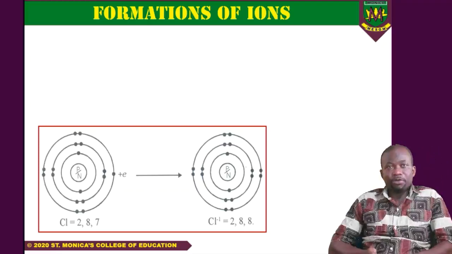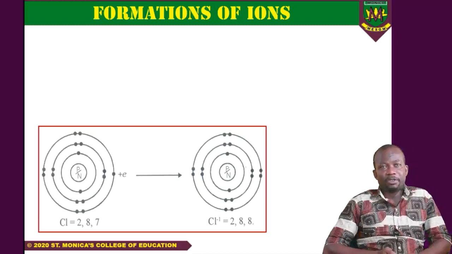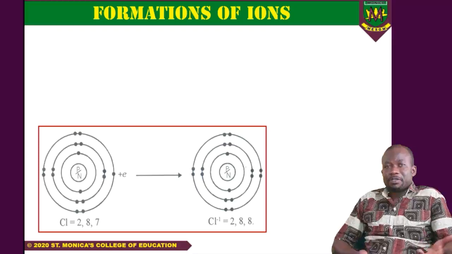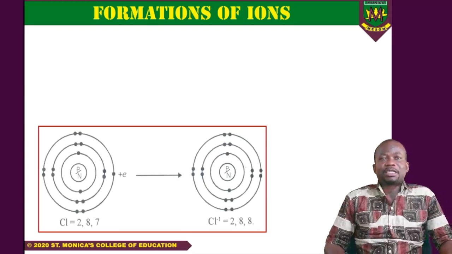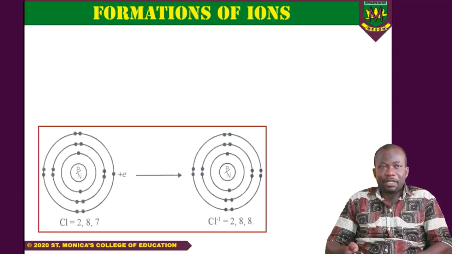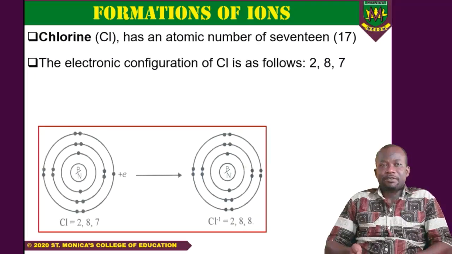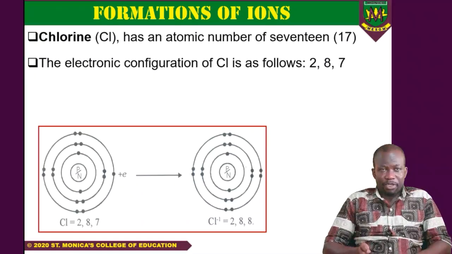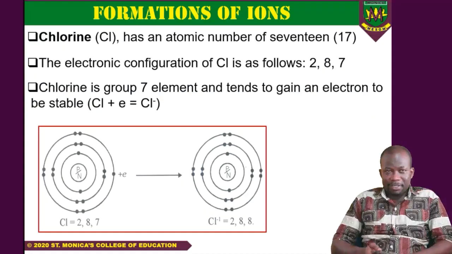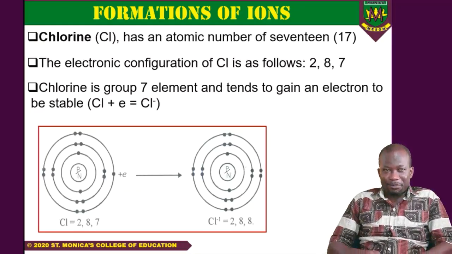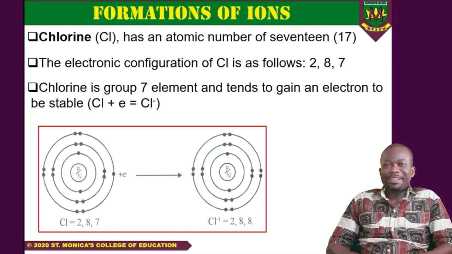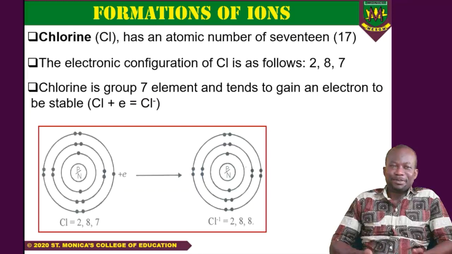And so that is how chlorine also forms an ion. For the purposes of explanation further, chlorine has an atomic number of 17. The electronic configuration of chlorine is 2, 8, 7, and chlorine is also in group 7 and tends to gain an electron to be stable, and that is what you see diagrammatically.